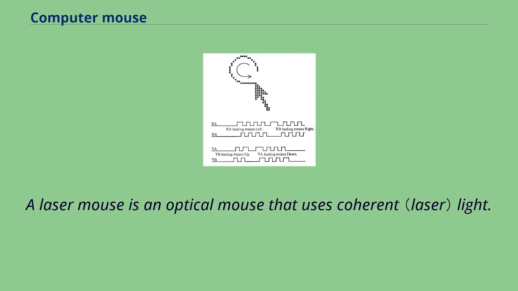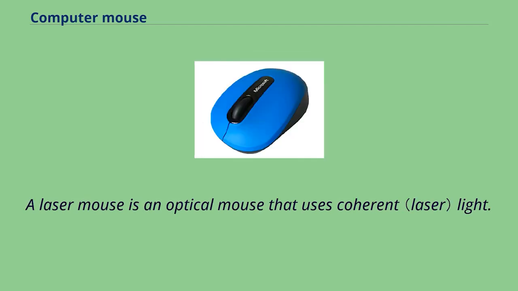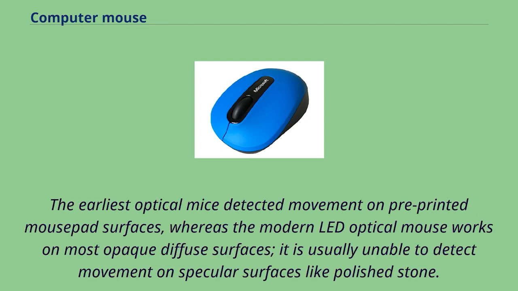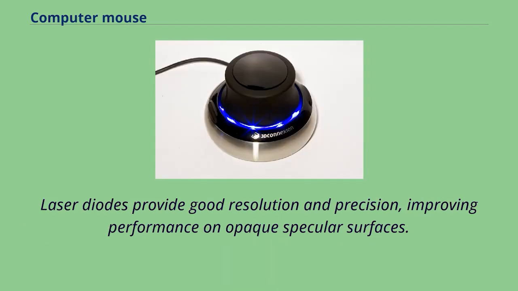A laser mouse is an optical mouse that uses coherent light. The earliest optical mice detected movement on pre-printed mousepad surfaces, whereas the modern LED optical mouse works on most opaque diffuse surfaces. It is usually unable to detect movement on specular surfaces like polished stone. Laser diodes provide good resolution and precision, improving performance on opaque specular surfaces.